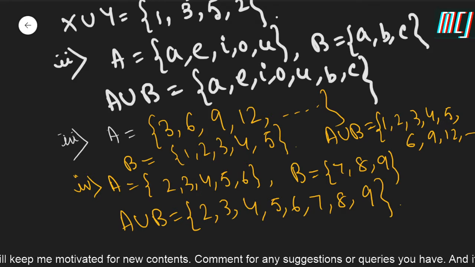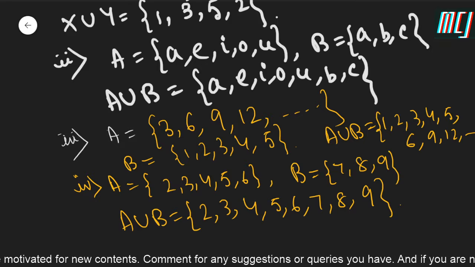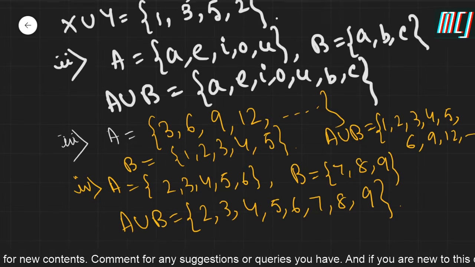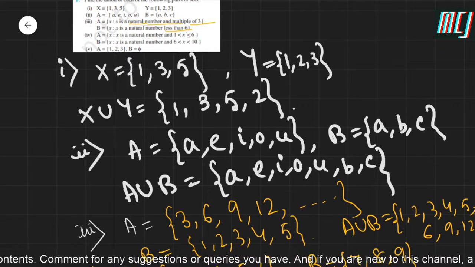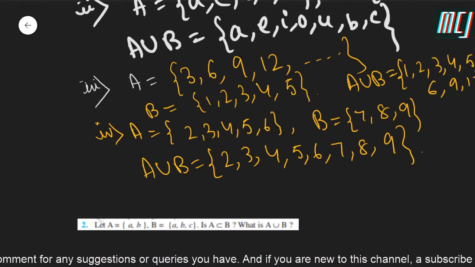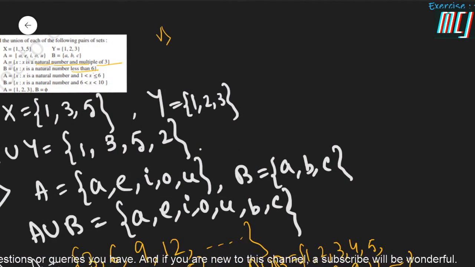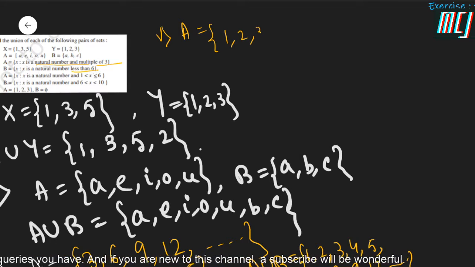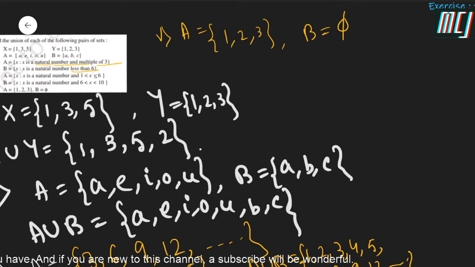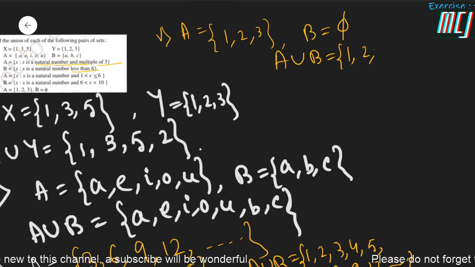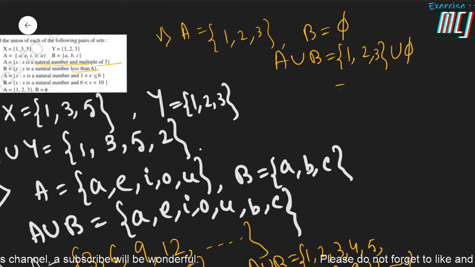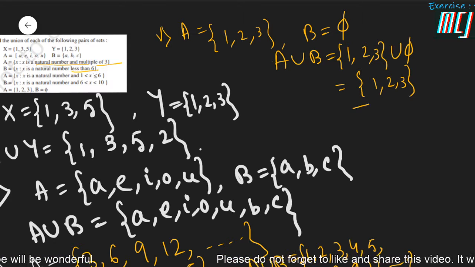Next we'll see the last question of question number 1. In the last question, A equals {1, 2, 3} and B equals phi. Phi is the empty set, right? So A union B is equal to {1, 2, 3} union phi. Phi is the empty set, so there is no element. So it will become {1, 2, 3} only. Clear? I hope it is clear for everyone.